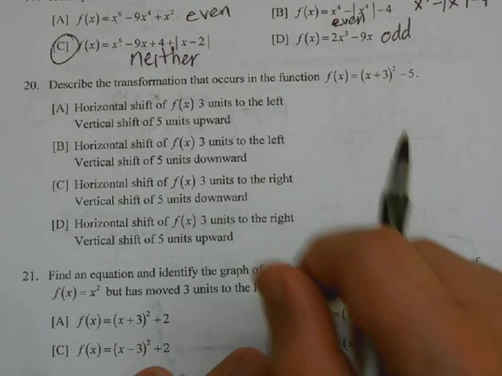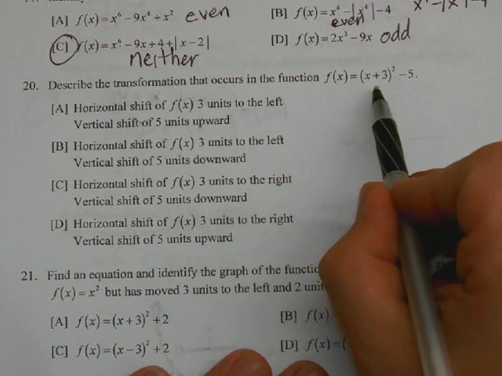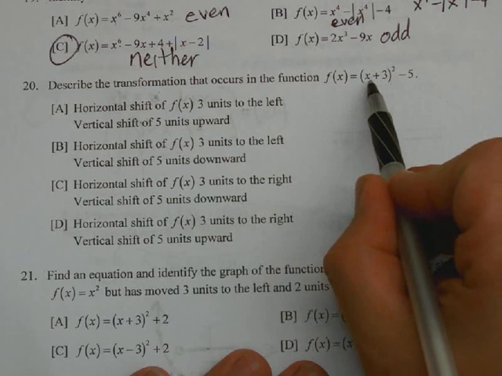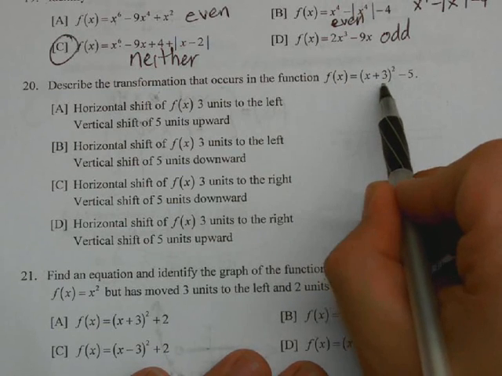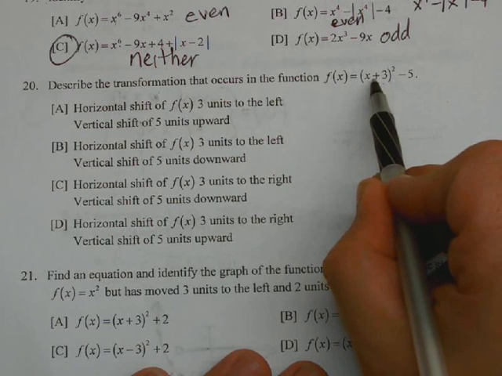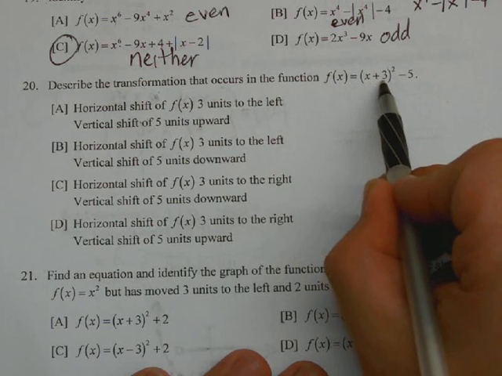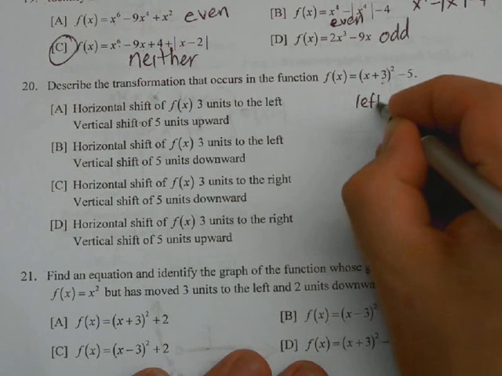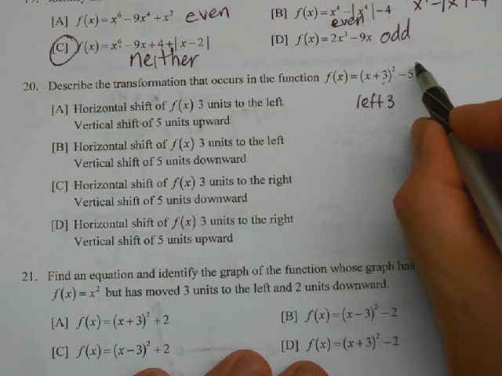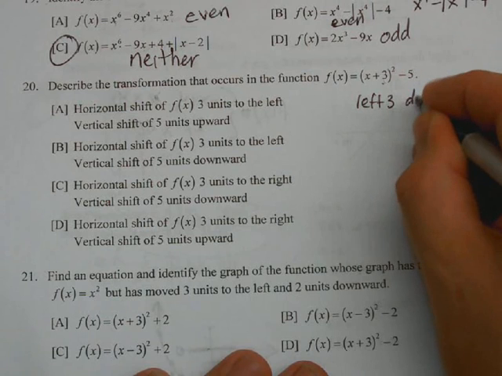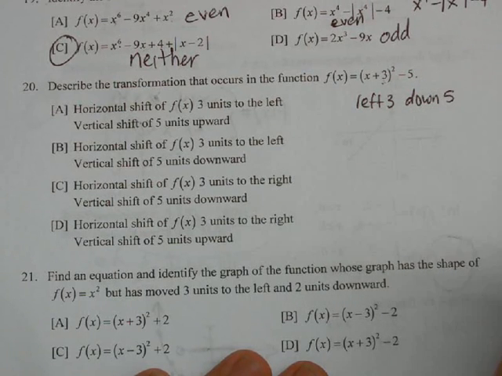Okay, number 20. What kind of transformation is occurring? Well, we know that what's inside the parentheses shifts it in the horizontal direction, but that's the opposite of the number that appears here. So this plus 3 is actually going to shift it 3 units to the left. And then the number outside the parentheses shifts it vertically. So this is going to go down 5. So it's a horizontal shift of 3 units to the left, and then a vertical shift of 5 units downward. So the answer is B.